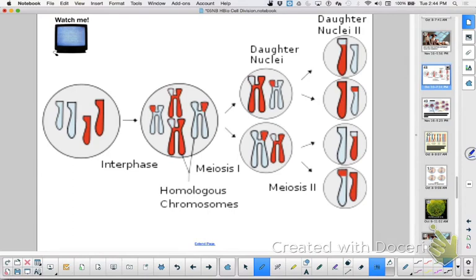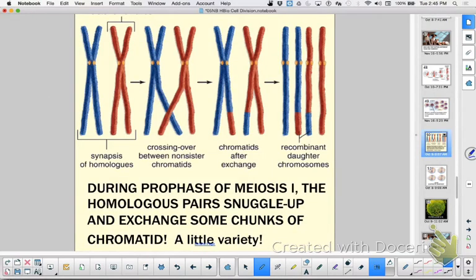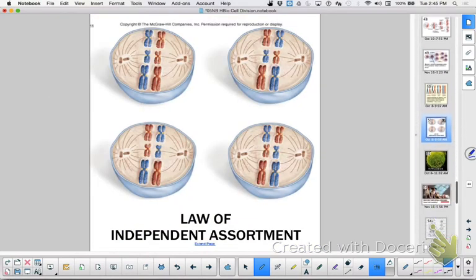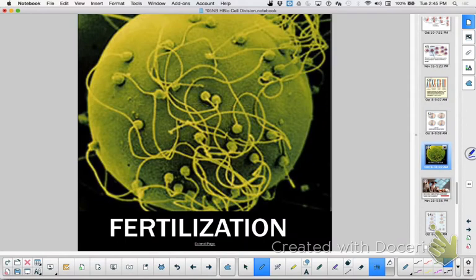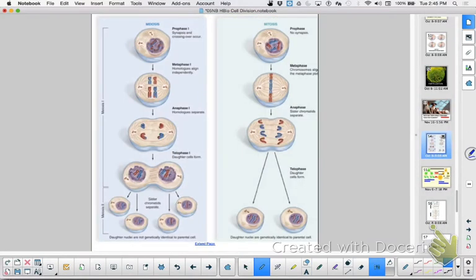Here it's showing that they can snuggle and line up any which way they want. Here's crossing over. Here's any which way they want. Here's fertilization. This compares mitosis to meiosis. In mitosis, you have one division and the cells are all exactly the same when you're done. In meiosis, you have two divisions, and you have the variety due to crossing over, independent assortment, and random sperm and egg.